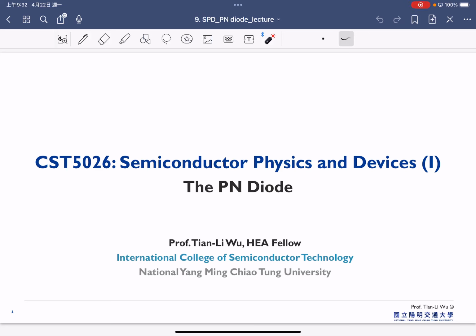Okay, good morning everyone. So today we'll continue with the PN, this kind of device. Last time we mainly talked about the PN junction, so today we focus on the device. Since we have already understood the basic transport in the PN junction, now we'll move on to understanding the device characteristics of the PN diode.